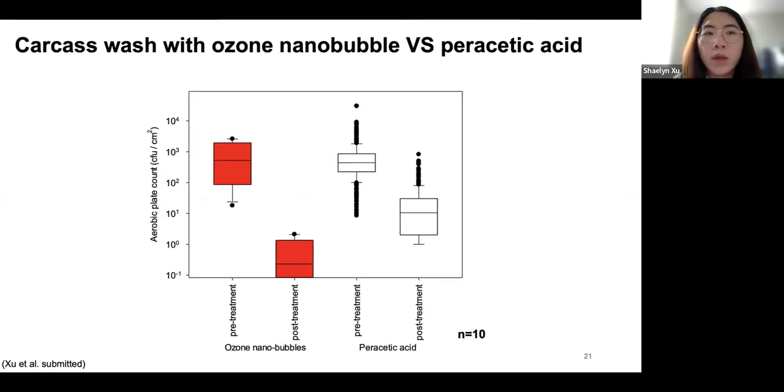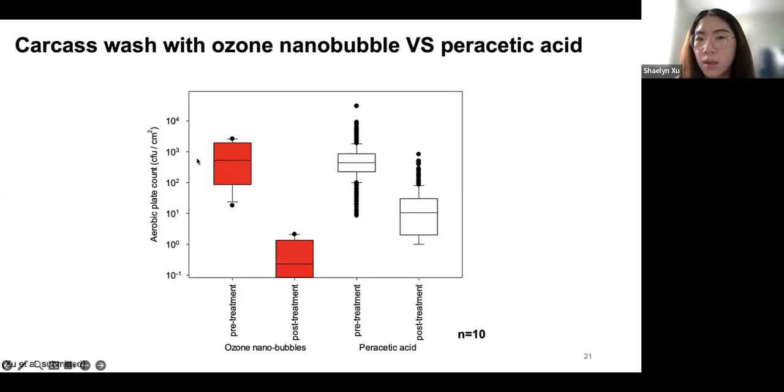To further review the ozone nanobubble application in the food processing facility, we also chose 10 carcasses that had been washed with ozone nanobubbles under low-pressure spray. By having the microbial results of the carcasses washed by the ozone nanobubbles, we compared this result to the historical results, which mainly used the peroxide acid wash in the processing facility.